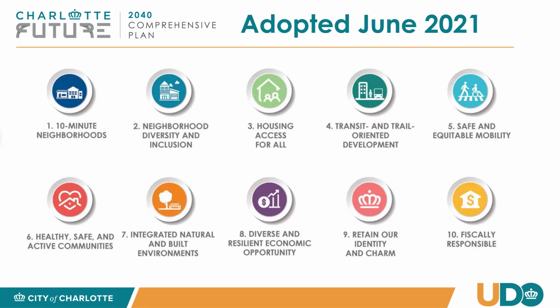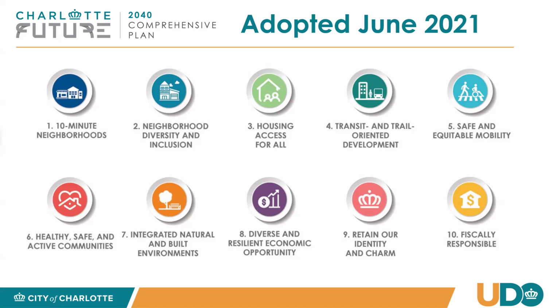There's also neighborhood diversity and inclusion, housing access for all, focused around how do we improve our missing middle, how do we have accessible housing that's affordable. And then we move to transit and trail-oriented development and safe and equitable mobility. Transit and trail-oriented development was really about focusing our growth in our transit and trail corridors and focusing on higher density in those specific corridors. Safe and equitable mobility focused around how you get to places, how you access places safely.